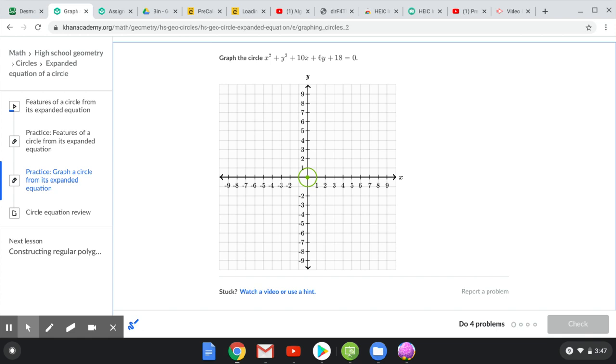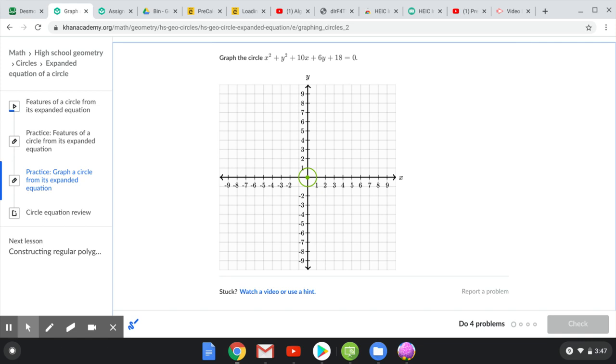So now if you want to leave this video, that's fine. But if you want another example of how to change an expanded form of an equation for a circle into standard form, stick around because that's what we're going to be doing. All right. So again, we need to do double completing the square. We have to complete the square twice.